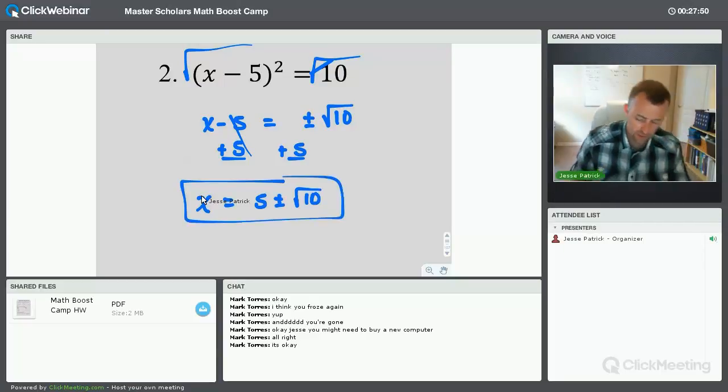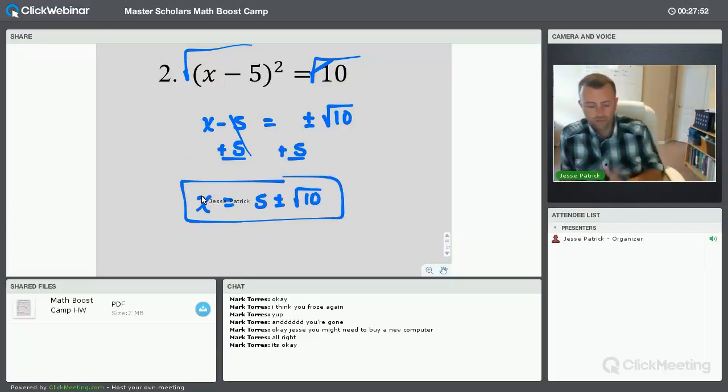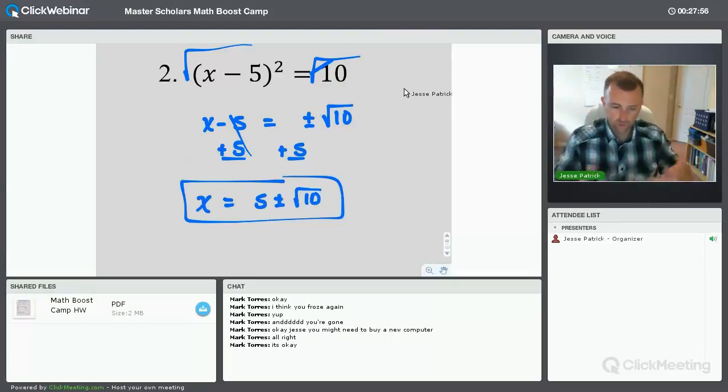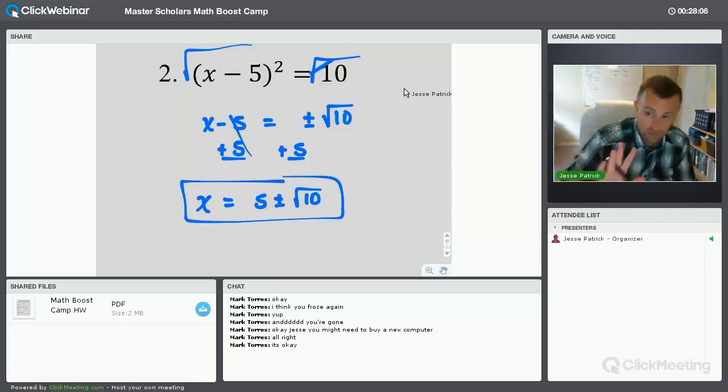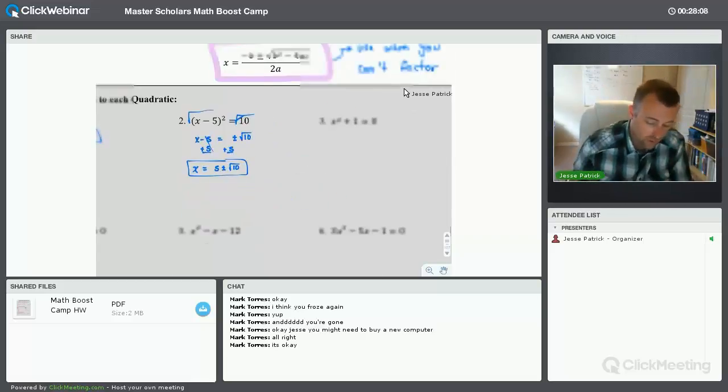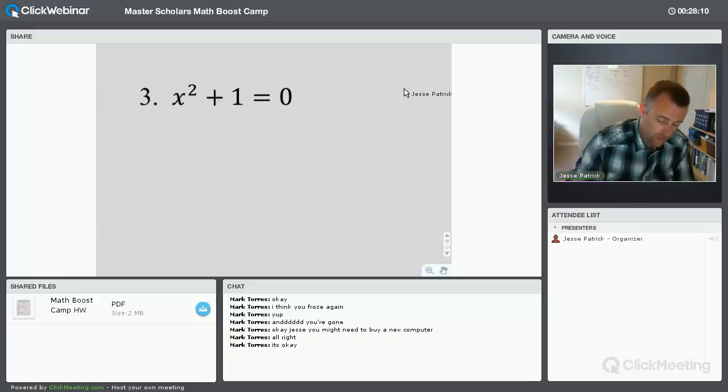You could put that at the end, it'd be plus or minus the square root of 10 plus 5, but that won't look as nice. And that's not what your quadratic formula solutions will look like, so this will stay consistent with that. But notice there's 2 answers, 5 plus the square root of 10 and 5 minus the square root of 10. Both of them are nasty, but they're answers. So that's number 2. Number 3.